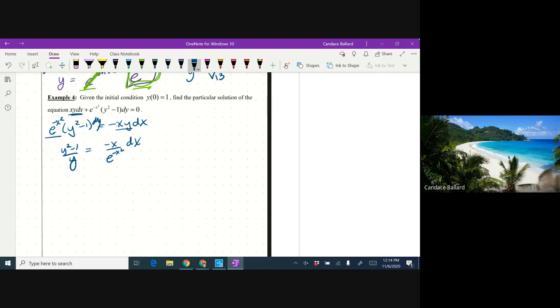Okay, I'm going to split this into 2 fractions. So y squared over y minus 1 over y equals negative x. There's something I could do with that. There's something that we don't like about the look of that. What would make that better for us to integrate it? What algebra could I do first?